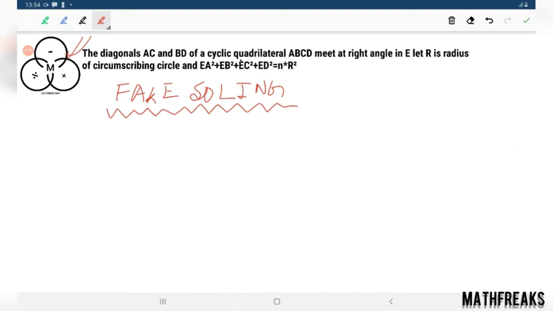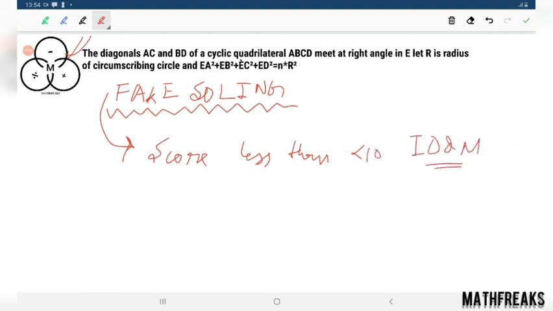Now, why are we going for this fake solving method? This is for those who will score less than 10 in IOQM. It's not for everyone, only for those who will score less than 10 in IOQM.